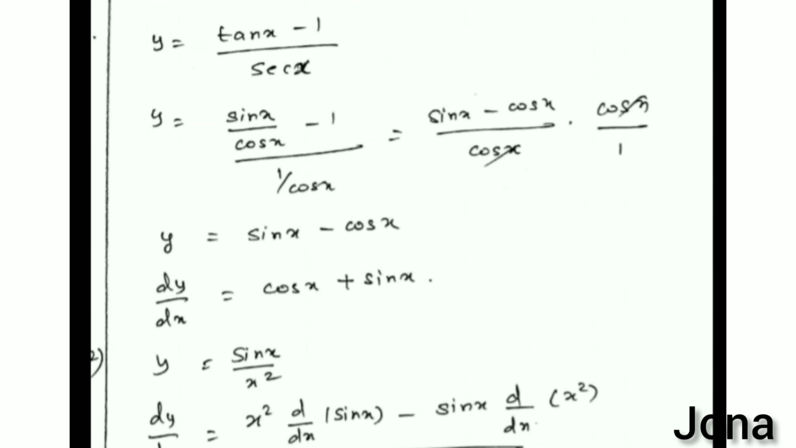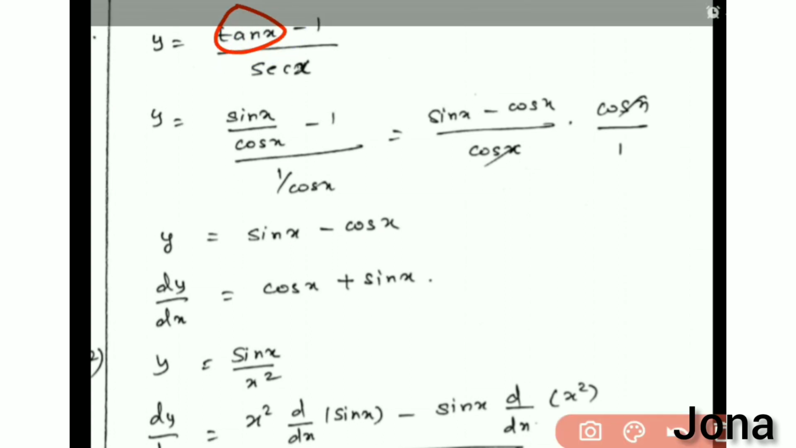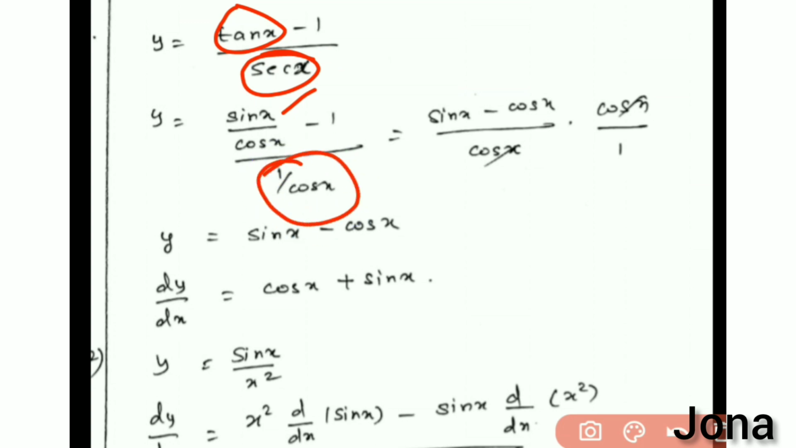11th problem. y equal to tan x minus 1 divided by secant x. So here you want to simplify this thing itself. Tan x can be written as sin x divided by cos x, minus 1. Secant x can be written as 1 by cos x.